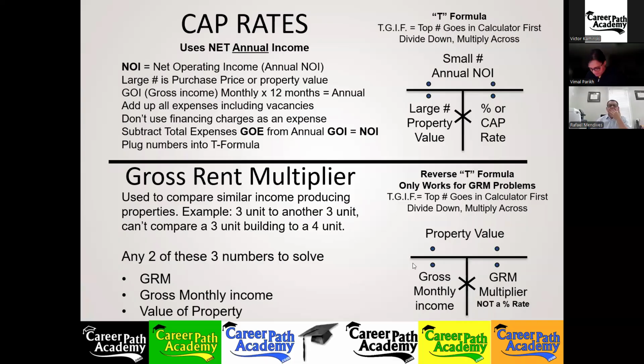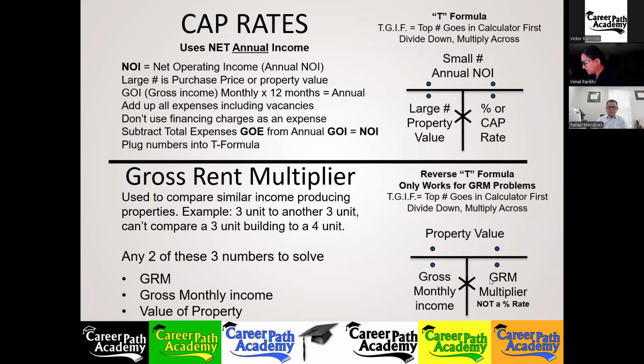All right, continuing chapter 16 here. The T formula, you could use the T formula to calculate the cap rates, and you use the reverse T formula. T formula can be used for a lot of things, cap rates, commissions, a lot of things. But the reverse T formula here, the only thing it works for is calculating the GRM, the gross rent multiplier, which is a number that's used to compare.